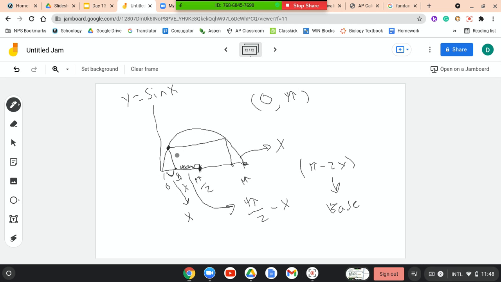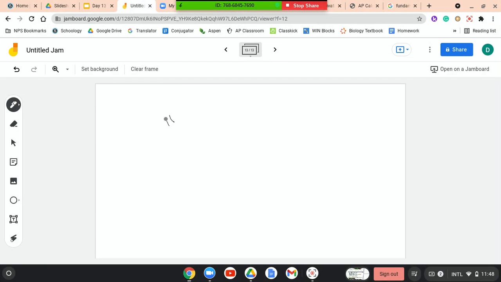Sine x? Yeah, exactly. Do you see how the height of the rectangle is sine x? Cool. So the area will be the base times the height, so pi minus 2x times sine x. So I just modeled my problem mathematically. Cool with that? And now I'm asking what x value will make this as large as possible?